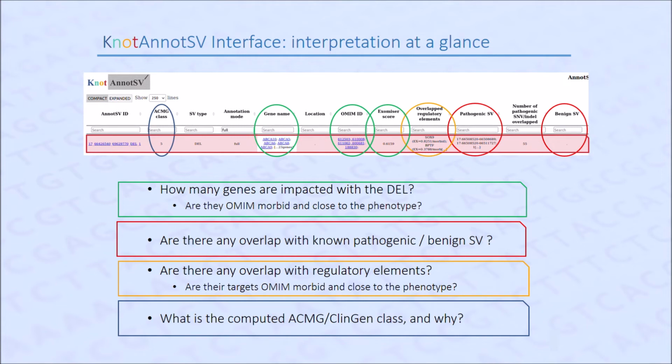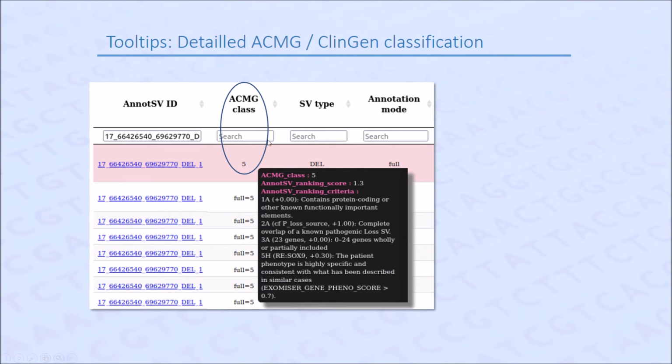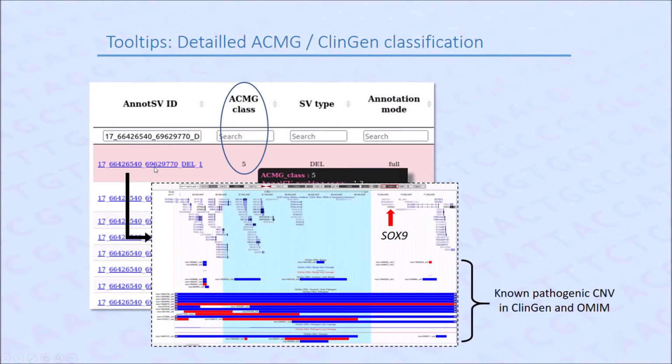Finally, last question, what is the computed ACMG class and why? This deletion is classified as pathogenic. And if you move the mouse over this field, you view tooltips with the AnnotSV ranking criteria. So here in the tooltip, you can see all the criteria of this classification, which correspond to those we have just spoken of.